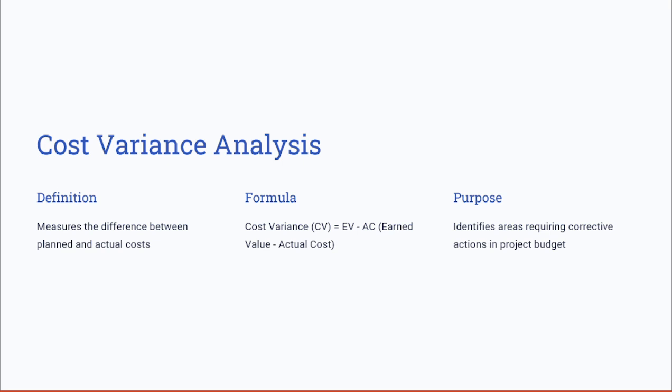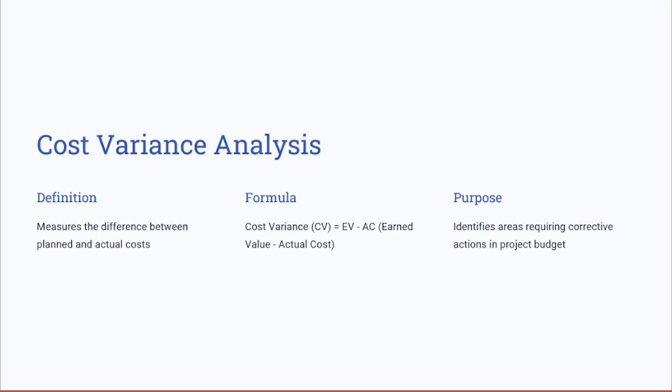So the cost variance analysis measures the difference between the planned and actual costs. And you can calculate the cost variance, which is the CV, by taking the EV, or the earned value, minus the actual cost, which is the earned value minus the actual cost. And this will help you identify the areas requiring corrective actions.